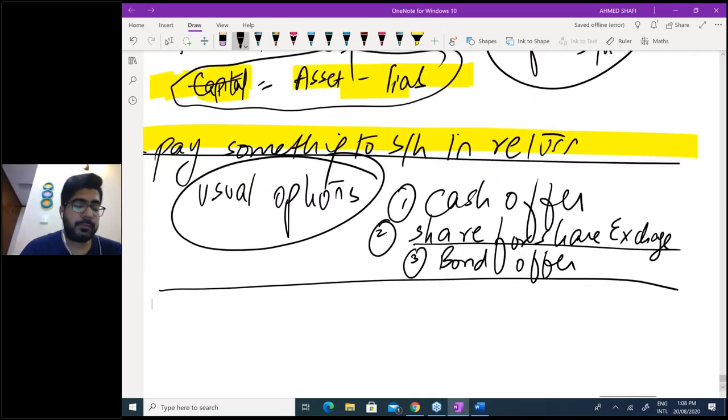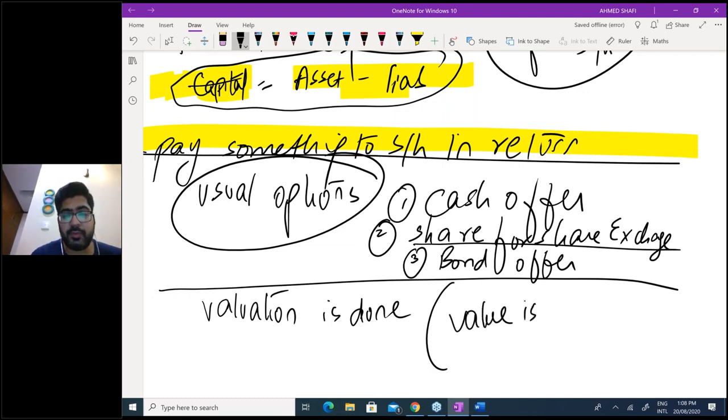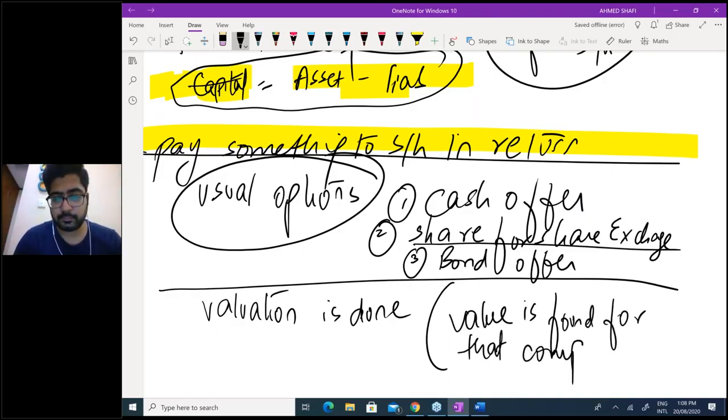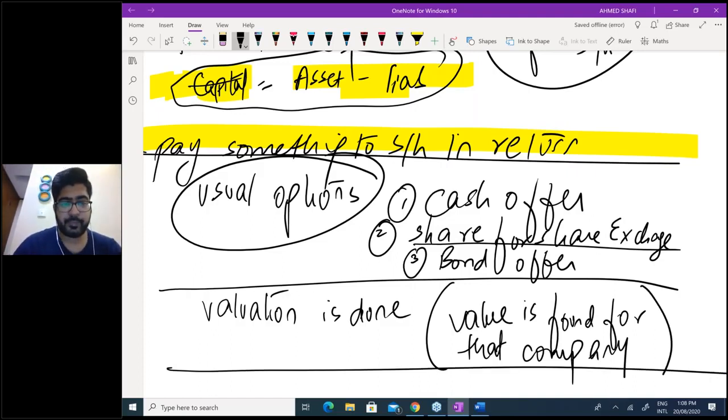Again, before acquiring any company, one more thing is done. Valuation is done. That is, value is found for that company. Valuation means finding value. I am wishing to acquire one company. Obviously, I will do valuation. I want to find value of that company to decide whether to buy it or not.